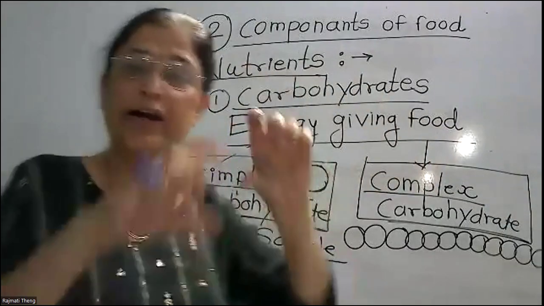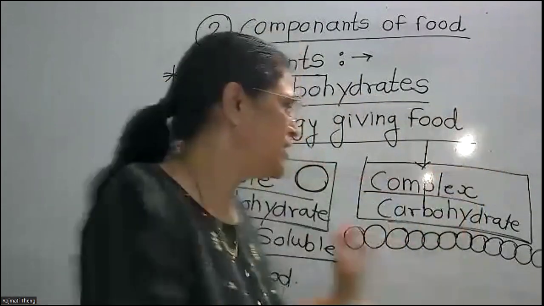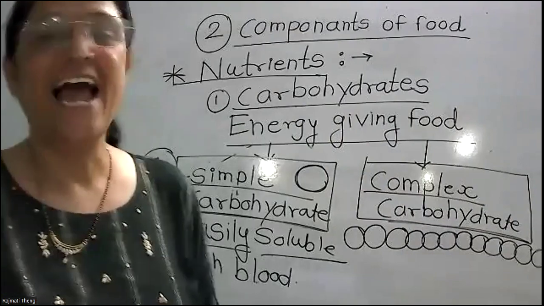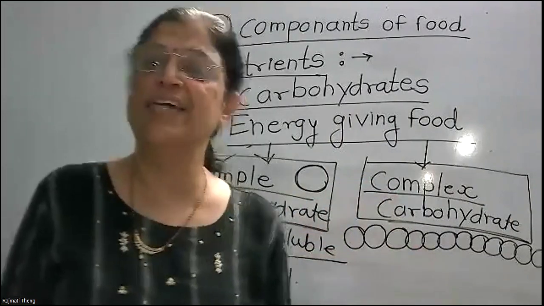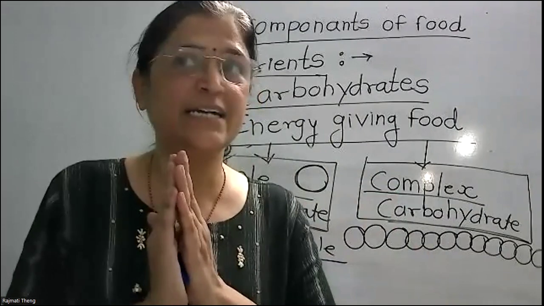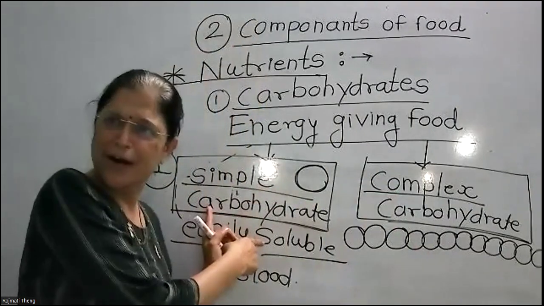Okay, many simple carbohydrates are joined together, it makes the long chain and it makes the complex carbohydrate. In short, कॉम्प्लेक्स कार्बोहाइड्रेट कैसे बनते हैं? सिंपल कार्बोहाइड्रेट से.